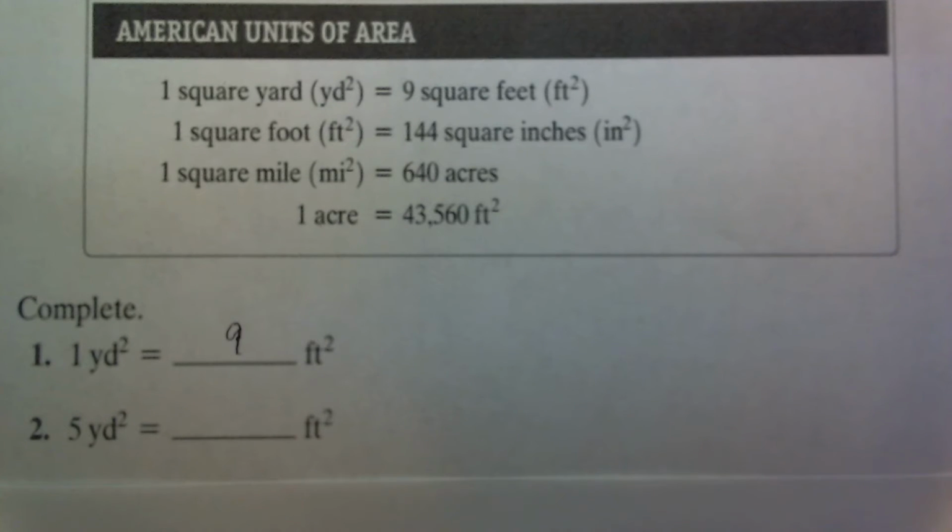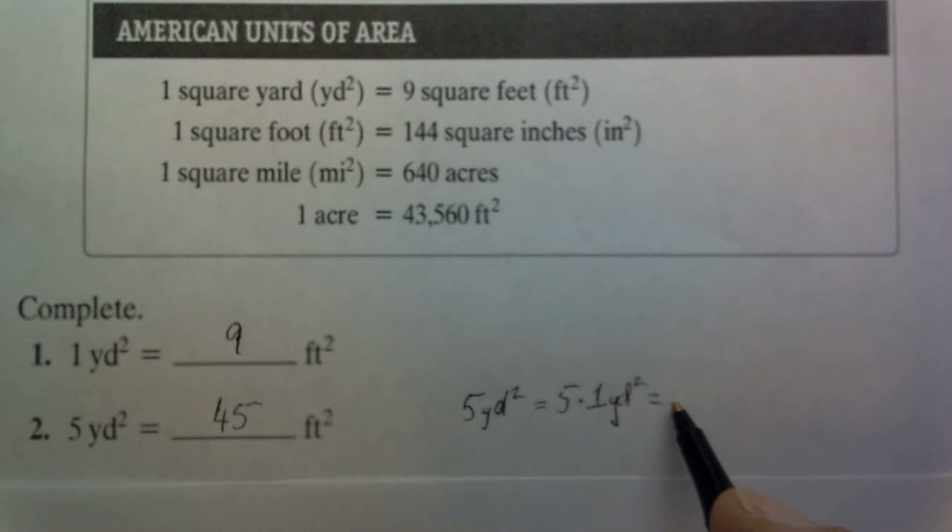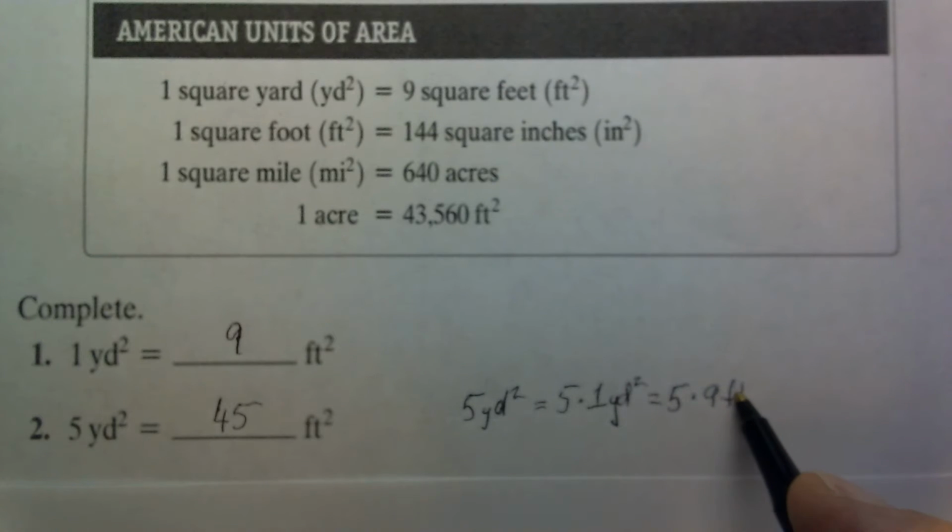In exercise 2, we are asked how many square feet 5 square yards is. Well, if 1 square yard is 9 square feet, then 5 square yards is 5 times 9, or 45 square feet. Let's write it down here. 5 square yards equals 5 times 1 square yard, and since 1 square yard is equal to 9 square feet, the answer is 45 square feet.